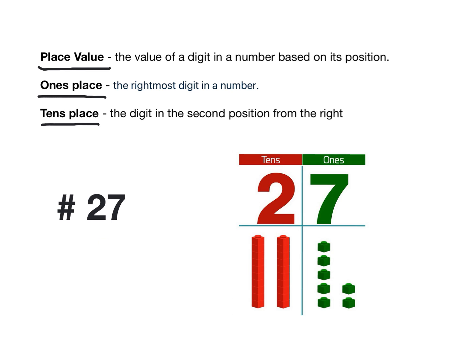When we look at the number 27, you see that it is made of two digits. The digit in the ones place is the rightmost digit in a number. In the number 27, the tens place is the digit in the second position from the right.